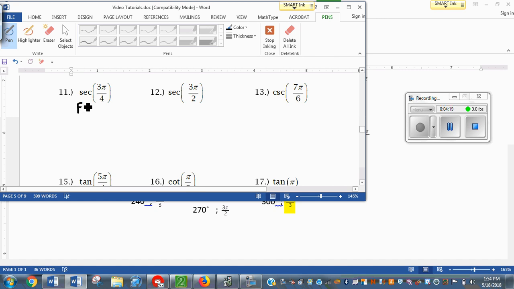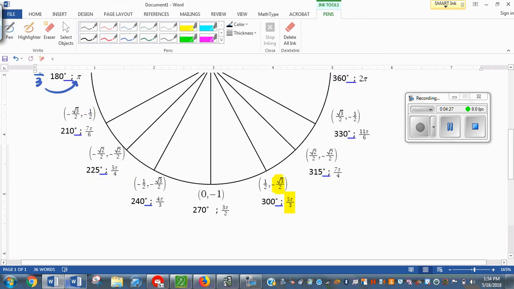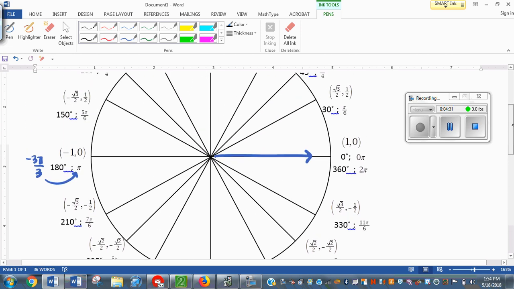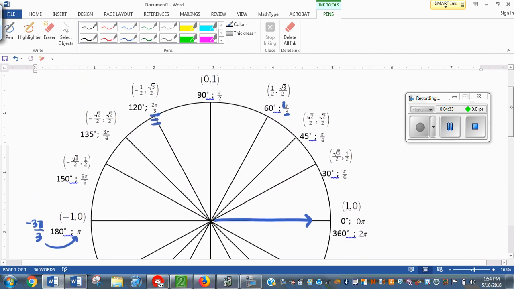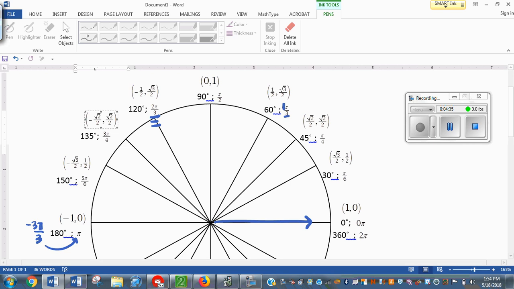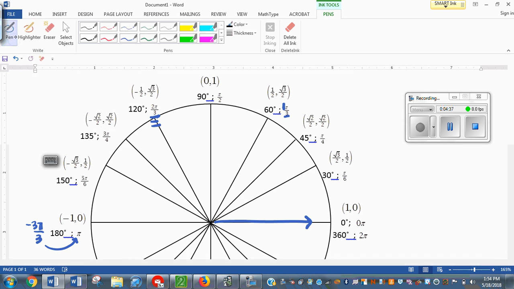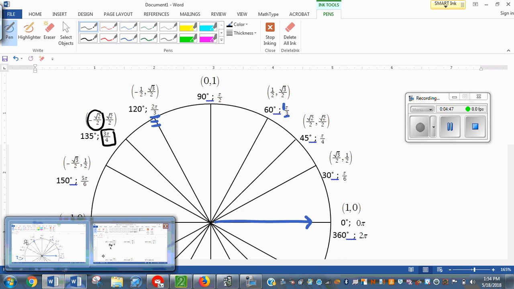Secant, remember that pairs up with cosine, so we want to flip the x value. So just find 3 pi over 4 on our unit circle. There's 3 pi over 4, and we want to flip cosine. So that means that the plain old 2 would go to the top, the square root of 2 goes to the bottom. Don't lose your negative.